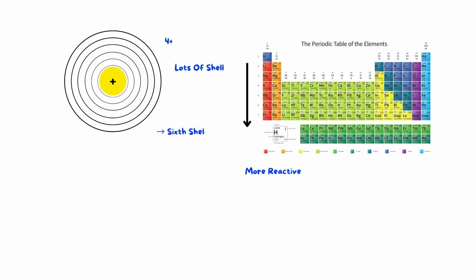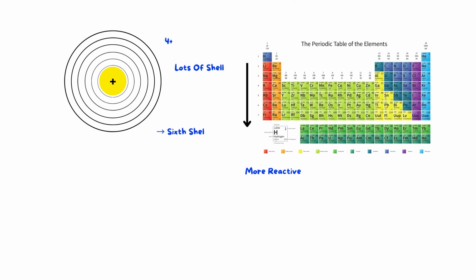Since the nucleus is what holds the negatively charged electrons in place, the farther these electrons are, the weaker the attraction, making them easier to lose. This ease of electron loss explains why metals found lower down in a group tend to be more reactive. They lose their electrons more readily during chemical reactions, which is a defining aspect of metal reactivity.